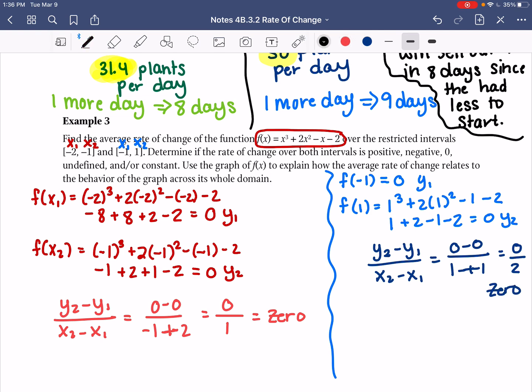So it says determine whether the rate of change over both intervals is positive, negative, or 0. The rate of change for both intervals is 0.